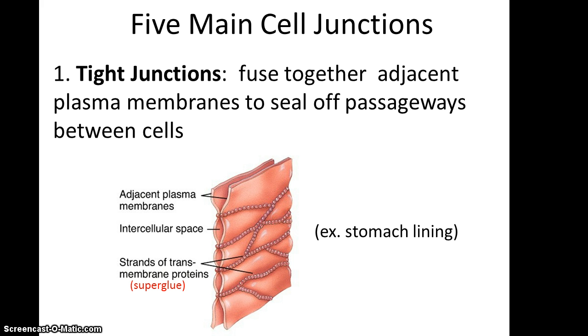The first is tight junctions. Tight junctions basically fuse the adjacent plasma membranes to provide a very tight seal. A good example of this is in the stomach lining. We want the cells of our stomach to not let any of that dangerous acid to escape into the rest of our body. I often think of tight junctions as a kind of natural superglue.